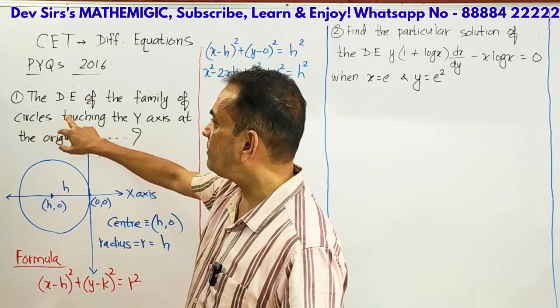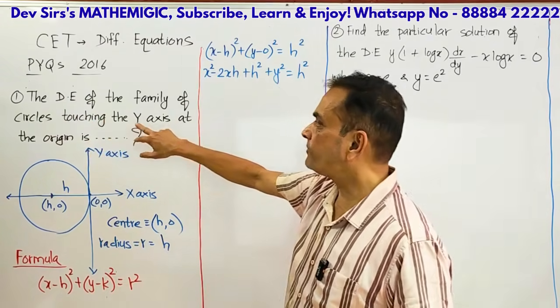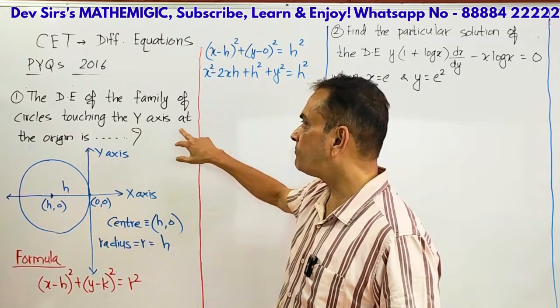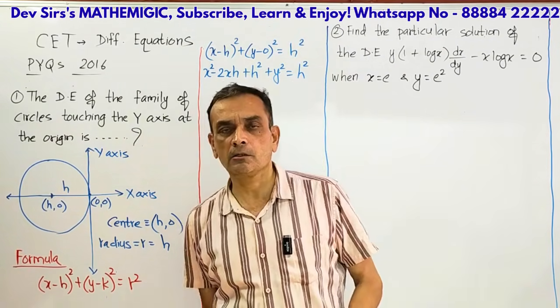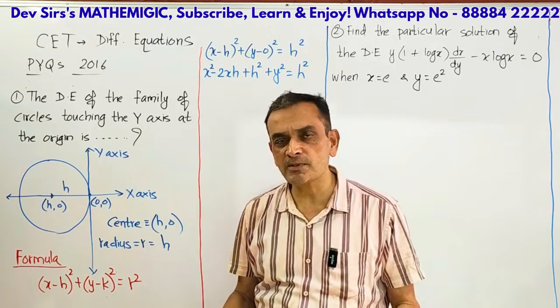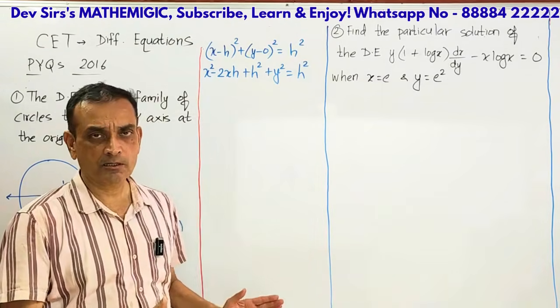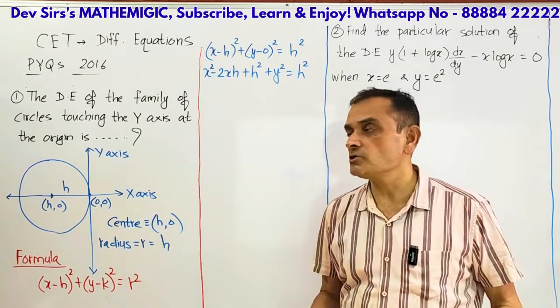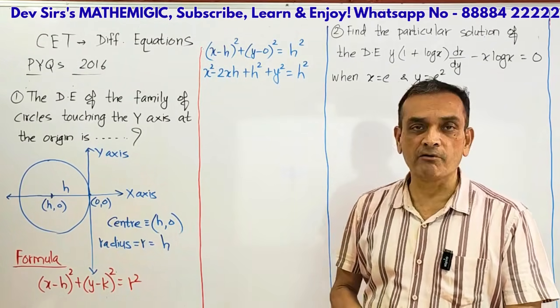Differential equation, short form DE. The differential equation of the family of circles touching the y-axis at the origin. Okay? Family of circles means all types of circles. So you have to form a differential equation from the given condition.